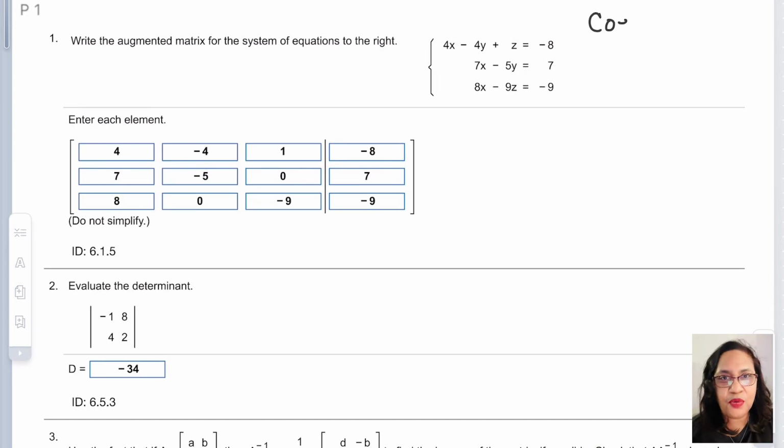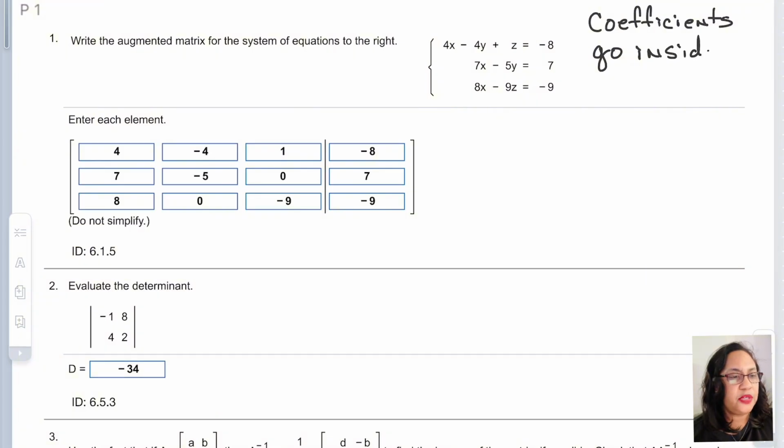Hey everybody, I wanted to make a really quick video for your chapter 5 and 6 exam. Your first problem is writing an augmented matrix for the system. You just use the coefficients of each term, so the 4 in front of the x goes inside the matrix.